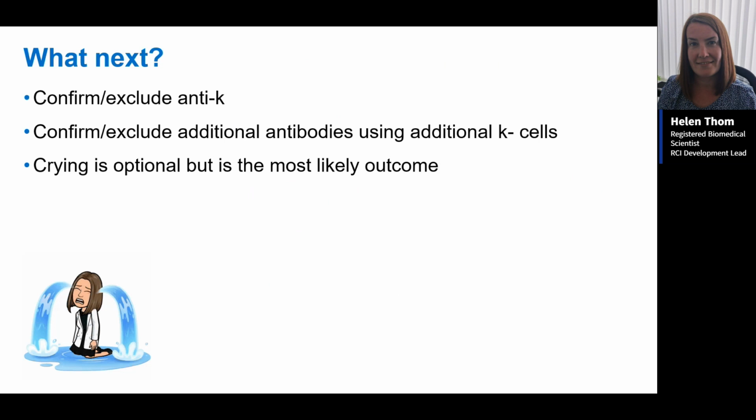I did need to confirm or exclude the presence of anti-K, because it could have just been that pan-reactive antibody, not necessarily being pan-reactive, might have just had a few wishy-washy reactions. I also would need to exclude any other antibodies that are lurking around using little k negative cells, which would be difficult because that's a high incidence antibody. So 90% of your cells are going to be little k pos. Crying's optional, but was the most likely outcome. There might have been a few tears when I realised how much of a pain it was going to be to try and get blood for this patient.